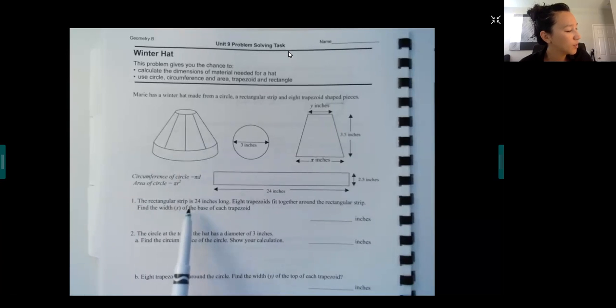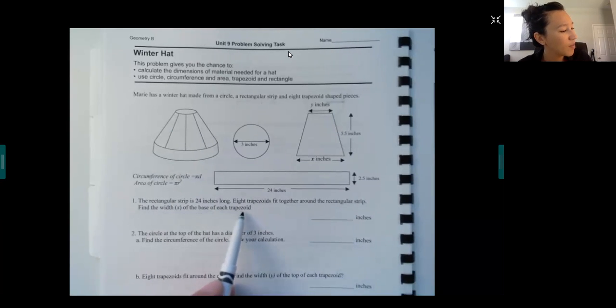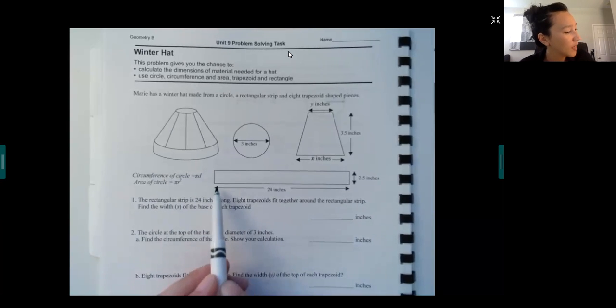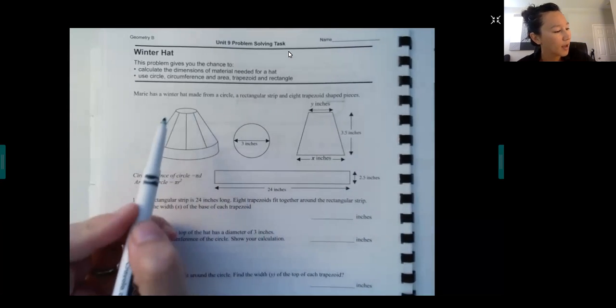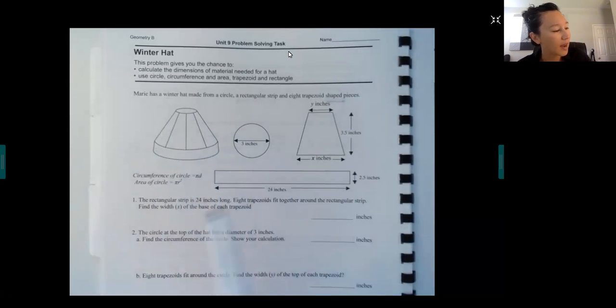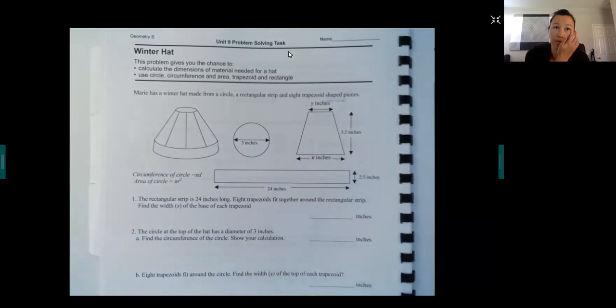So the rectangular strip is 24 inches long. 8 trapezoids fit together around the rectangular strip. Find the width of the base of each trapezoid. So go ahead and try that one. The rectangular strip we know is 24 inches, and 8 of these trapezoids fit around it. So what's the width then of the bottom of each trapezoid? How can we figure that out? Send your answers to me in the chat.